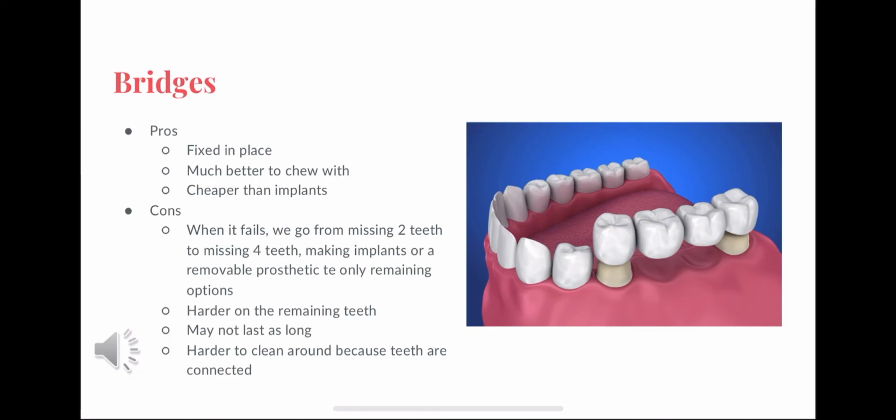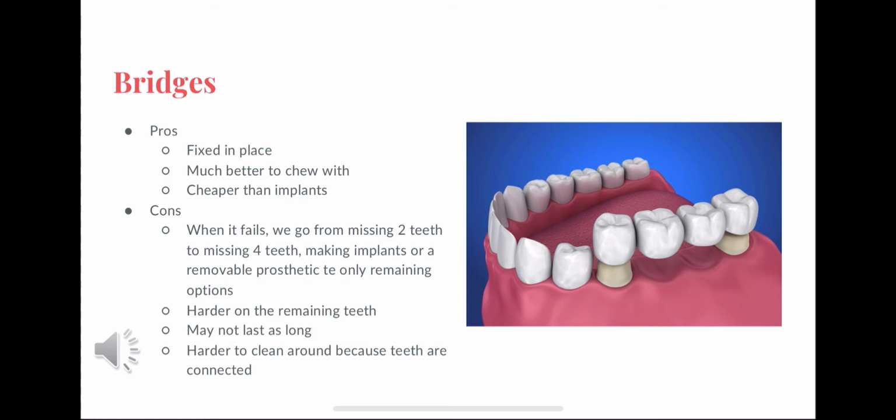Another option to replacing missing teeth is a bridge. As seen here on the right, we have replaced two teeth on two abutment teeth that are holding them. There are pros and cons to this option. Pros are that they are much more retentive and stay in place than the option seen before, which was the removable appliance, making them easier to chew with. They can also be cheaper than implants. This is not always the case. That depends on if the adjacent teeth need crowns or not.